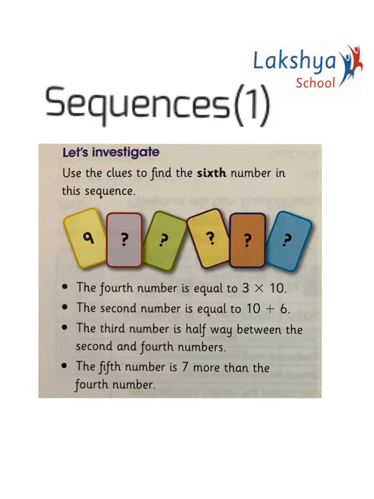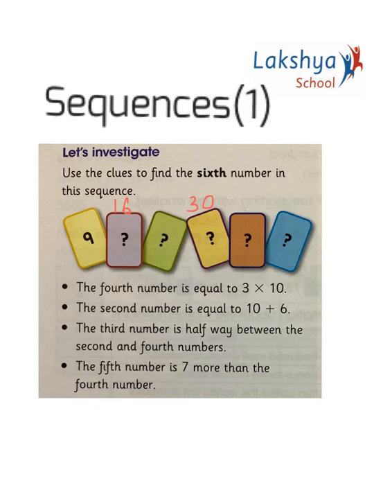Let's investigate. Use the clues to find the sixth number in this sequence. Let's see the clues. The fourth number is equal to 3 tens. 3 tens is 30. So the fourth number is equal to 30. Next clue. The second number is equal to 10 plus 6. The second number is 16.